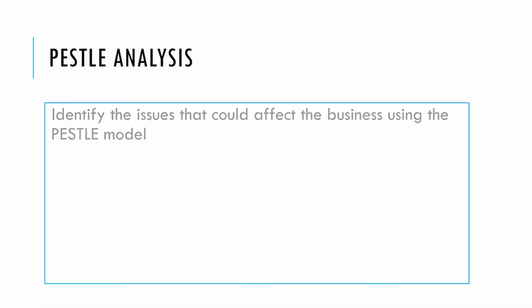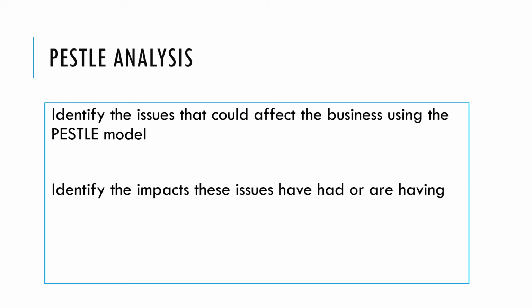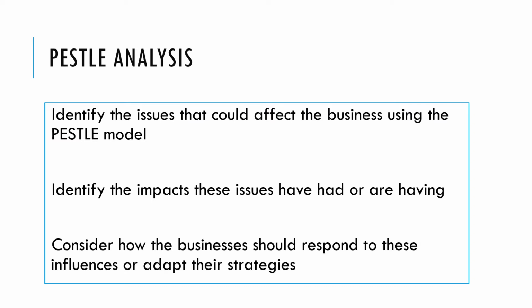So a Pestle analysis, firstly we identify issues that could affect the business using each of those categories. What are the political issues that might be affecting the business? What are the economic issues that might be affecting the business? And so on. We then identify the impacts these have had, or are having, or perhaps will have in the future. And then we consider how we should respond to these influences. Do we need to adapt our strategies and change our strategies as a result of these influences from the external environment?